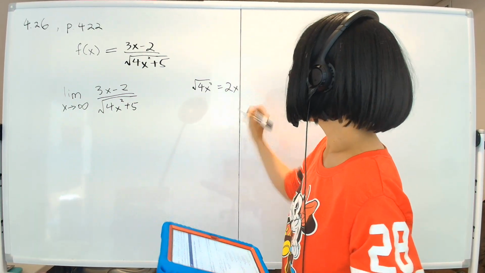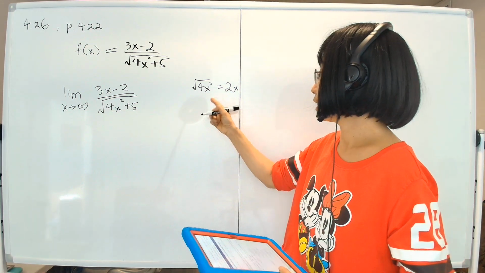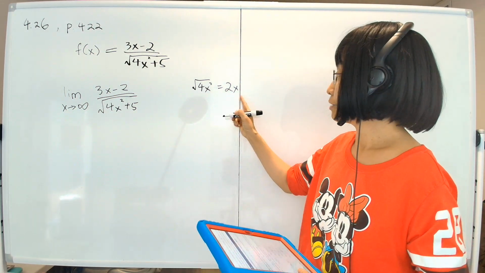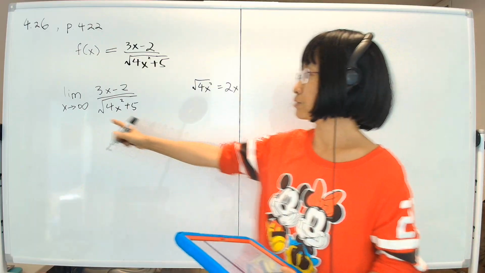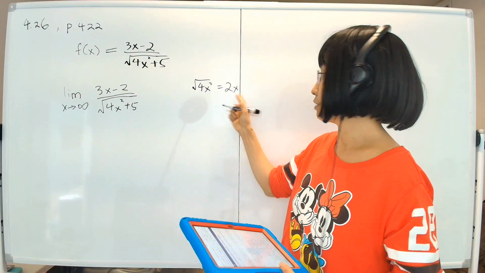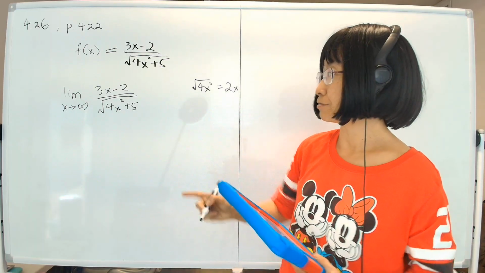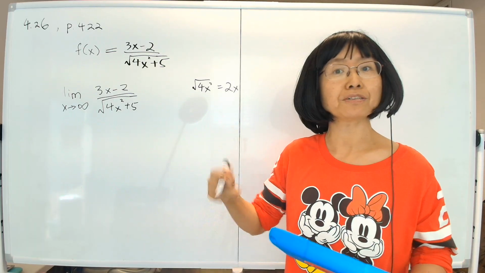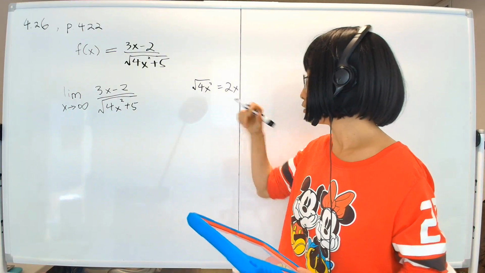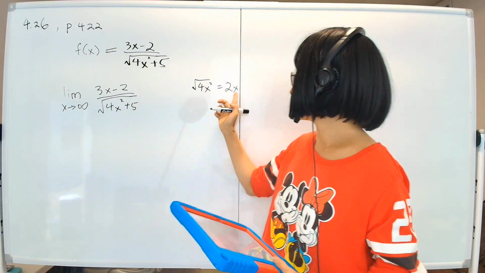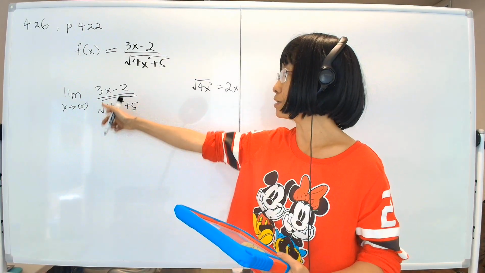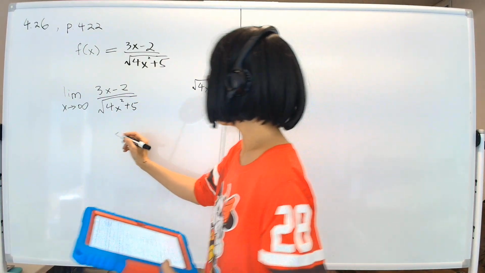2x. Of course, in this definition x has to be positive, but we will take care of that for the moment, because for now our x is going to positive infinity, so x is positive. What happens when x is going to negative infinity? We'll deal with that next. So for now x is positive, so we will divide by this x to the same power as what's on the bottom.